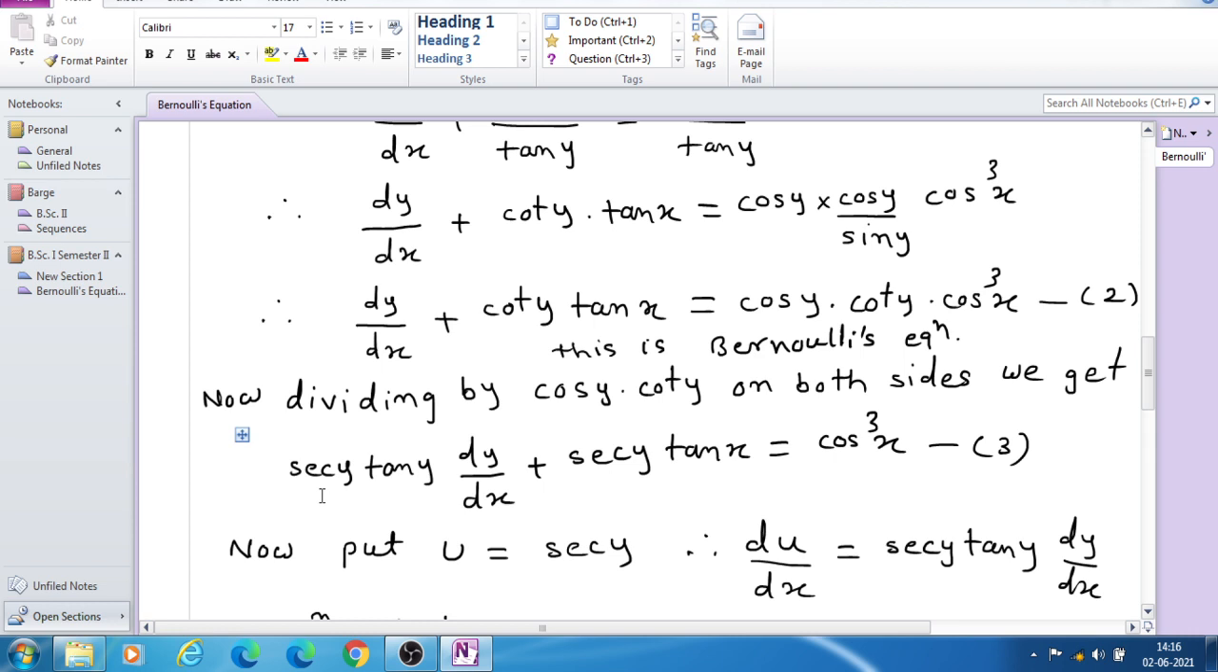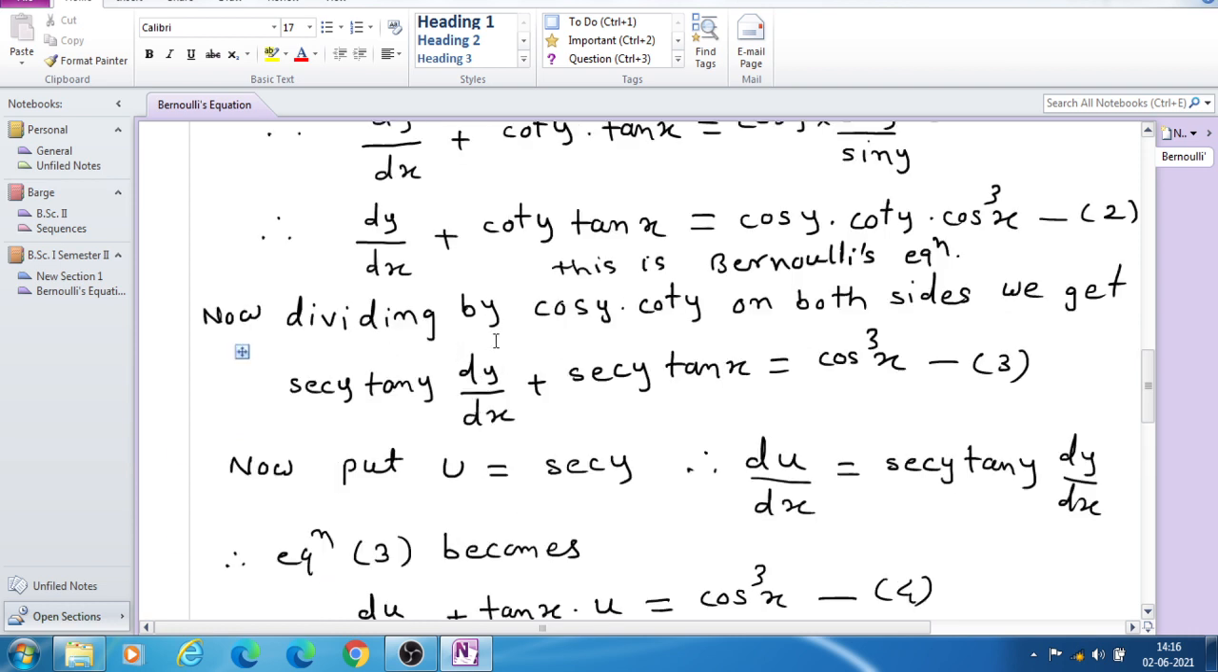Therefore here 1 upon cos y cot y means 1 upon cos means sec y, 1 upon cot y means tan y, so sec y tan y into dy by dx plus here this cot y upon cot y cos y get cancelled, and 1 upon cos y means sec y, so here we get sec y into tan x is equal to, here this get cancelled cos y cot y and only remains cos cube x.